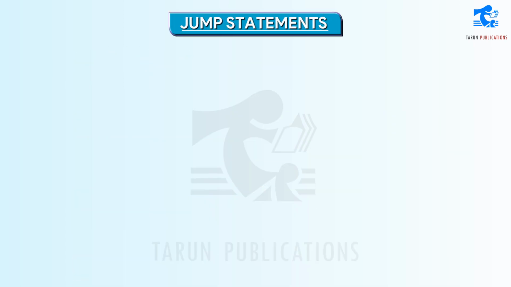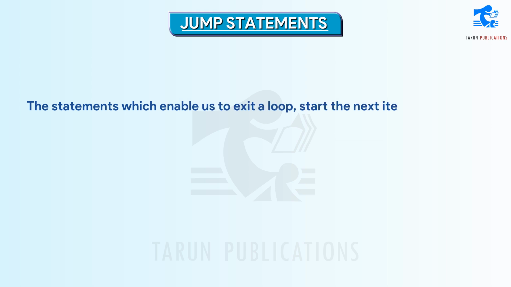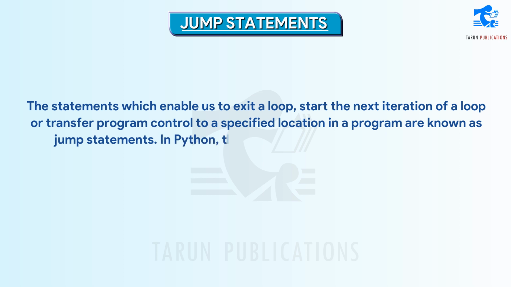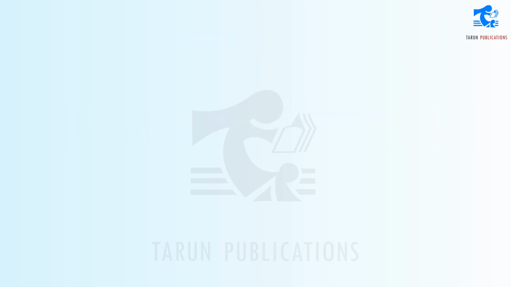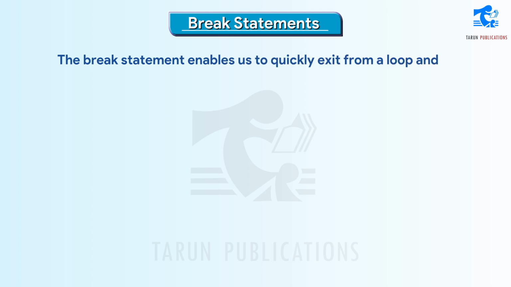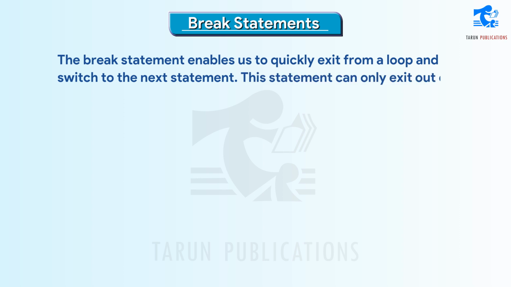Jump statements. The statements which enable us to exit a loop, start the next iteration of a loop, or transfer program control to a specified location in a program are known as jump statements. In Python, there are two types of jump statements. Break statements. The break statement enables us to quickly exit from a loop and switch to the next statement. This statement can only exit out of one loop.